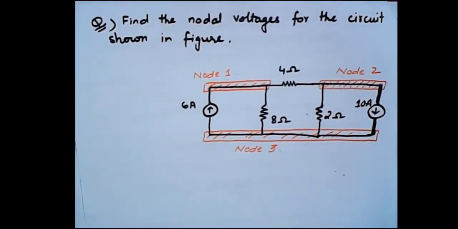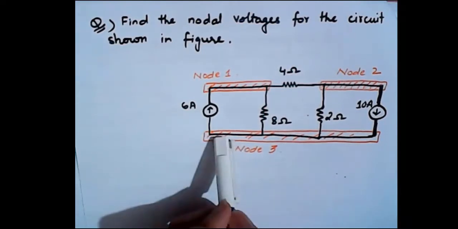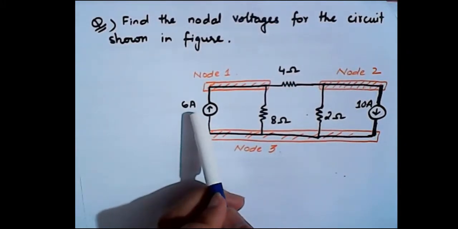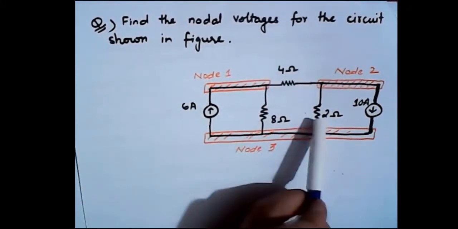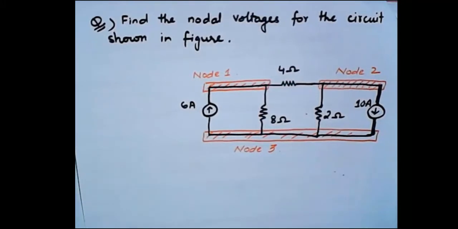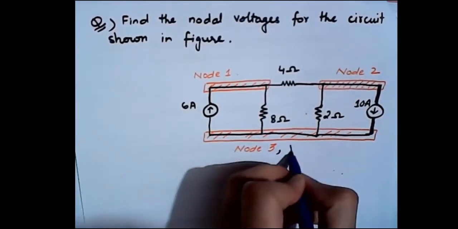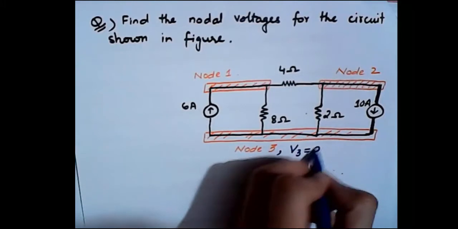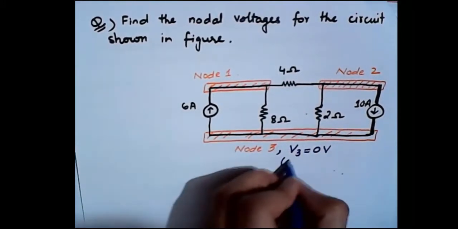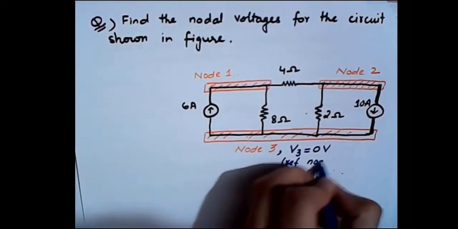Now the next step is to identify a reference node. Commonly how we assign a reference node, usually the node with maximum number of branches. Here in this case you can see that node number 3 has maximum number of branches connected to it. It is also linked to the 6 ampere branch, 8 ohm branch, 2 ohms and 10 ampere branch. So that means V3 will be equal to 0 volts, since V3 is a reference node, right?